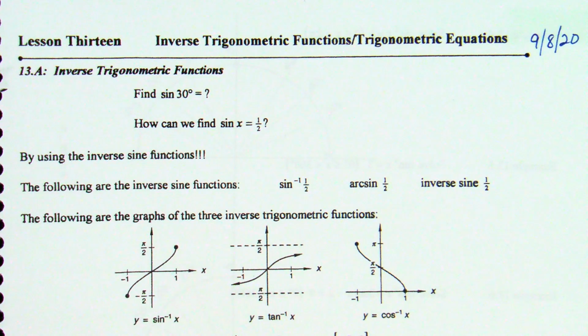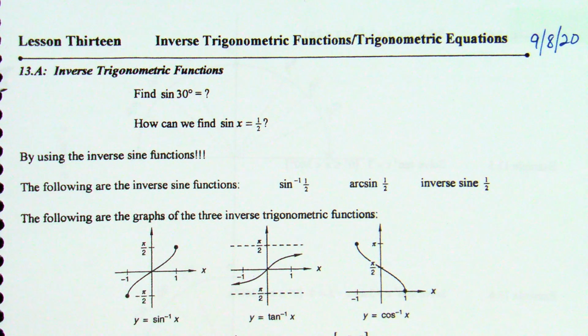Lesson 13 is inverse trig functions and trigonometric equations. So we're going to talk about inverse trig functions. If you flip to the next page in your notes, you'll notice those three half circle things. Those half circles show us where our answers can be for an inverse trig function, because not just anything can be an output there.